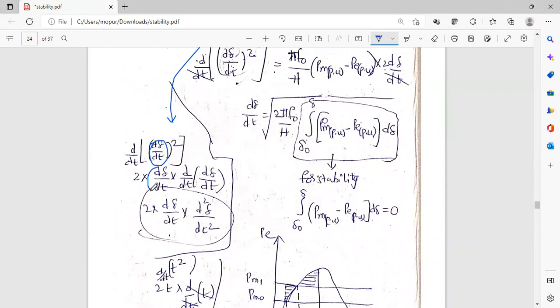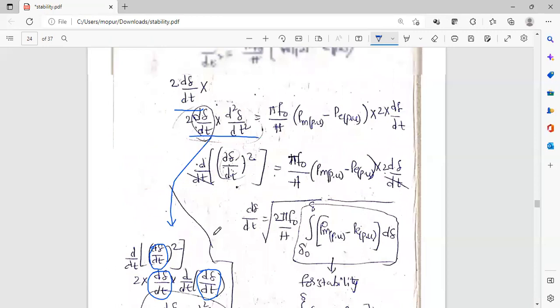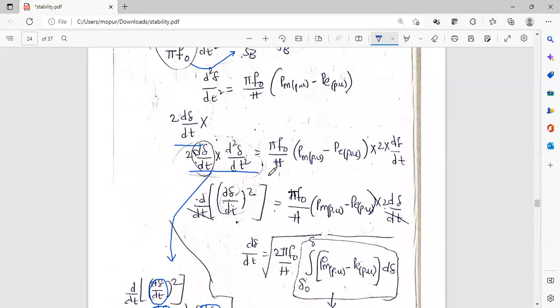This total term is one thing; you don't get confused. As it is, d by dx of x square is 2x dx by dx. So d by dt of (d del by dt) whole square is equal to 2 into d del by dt into d by dt of d del by dt. Now, here also there is dt, here also there is dt, and d square del by dt square. So now see here what we had: 2 into d del by dt into d square del by dt square.